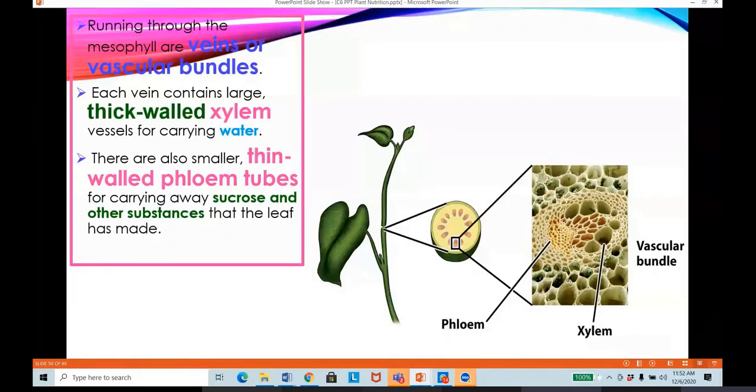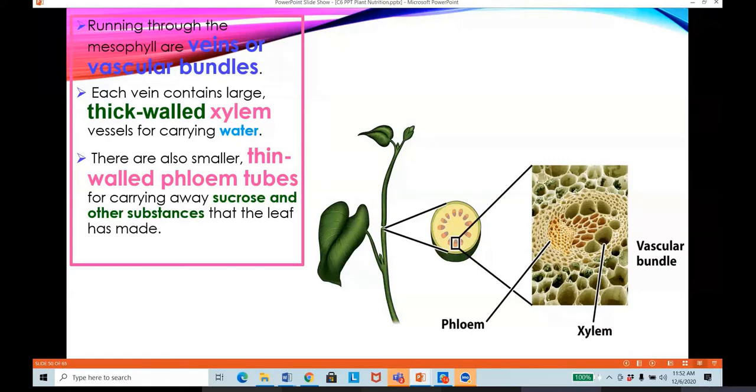They transport water. They transport water to other parts of the plant. From where? From where do they transport? From where does the plant get water? Oh, from the roots. From the roots, excellent. And what is the function of the phloem now? They carry away sucrose that the leaf has made.